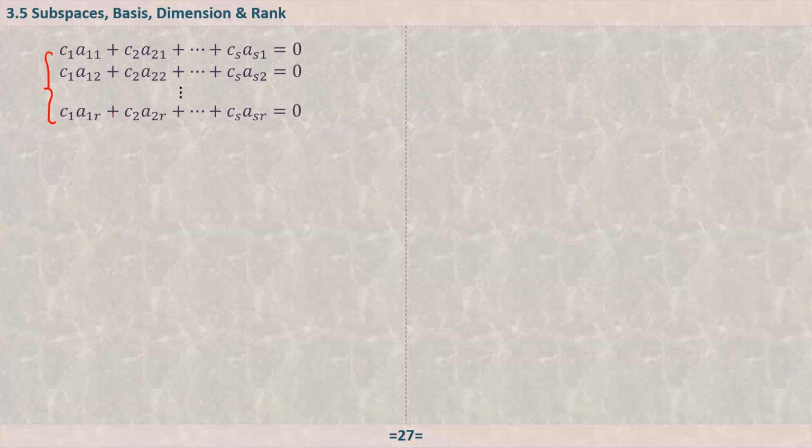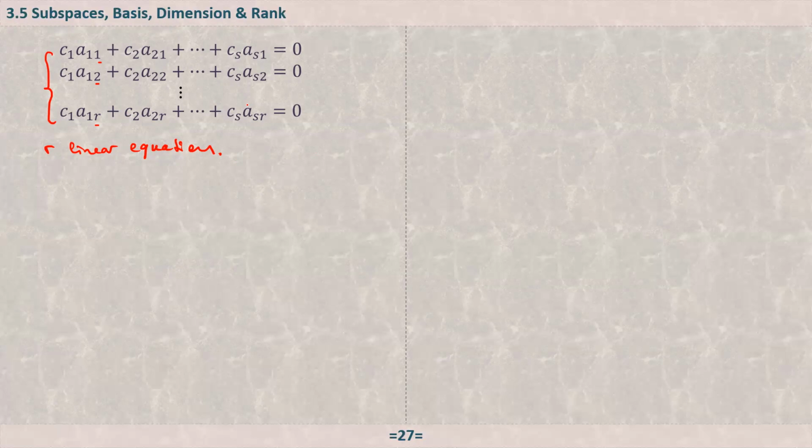Here we have R equations, right? That's the first row, the second row, and the last row. So here we have a homogeneous linear system. How many equations? Here we have R linear equations, right? And here we have R equations.